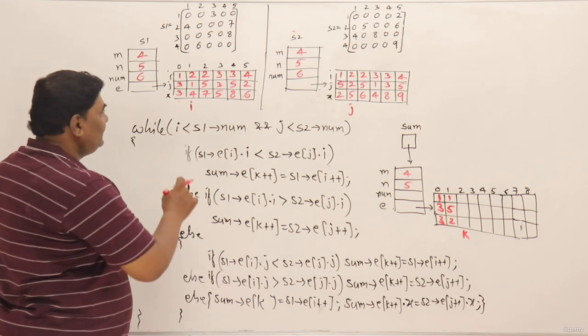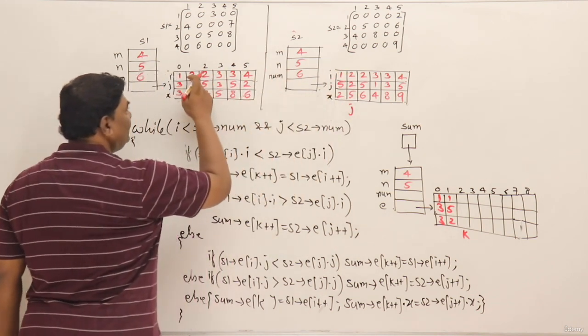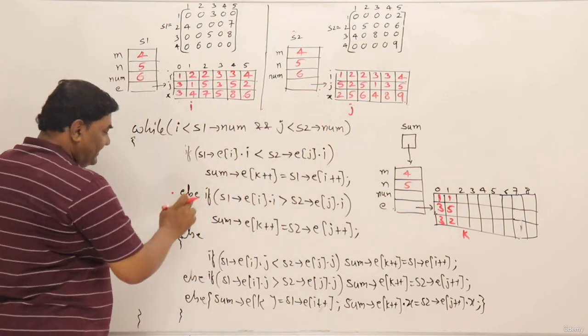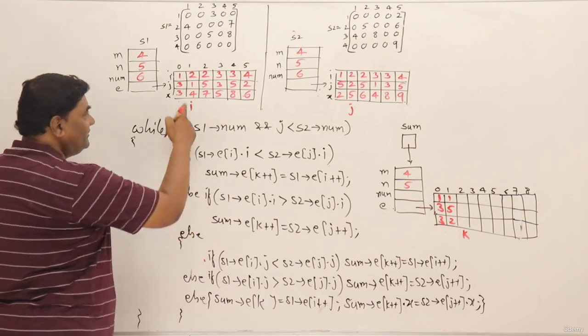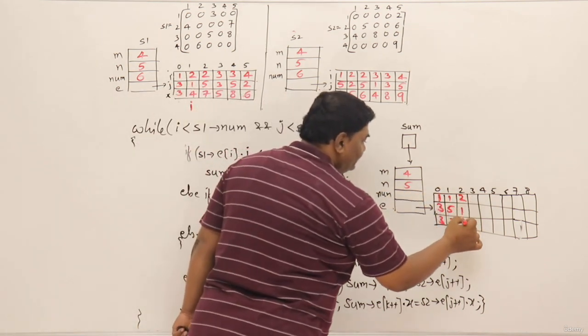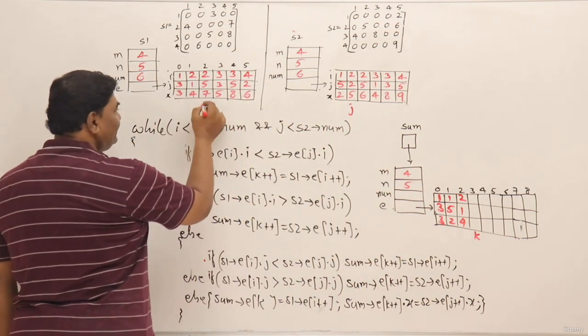Let us continue. Now row numbers are equal, 2 and 2. But the column number is 1 and the other column number is 2. So again, this condition on column numbers will be true. So 2, 1, 4 is copied. K is incremented as well as I is incremented.